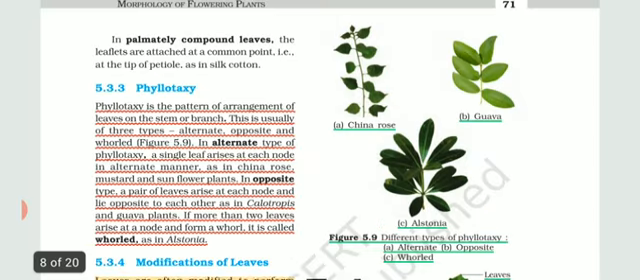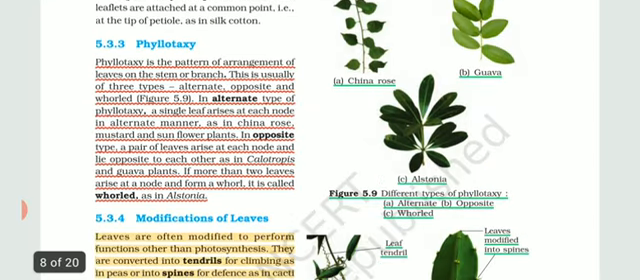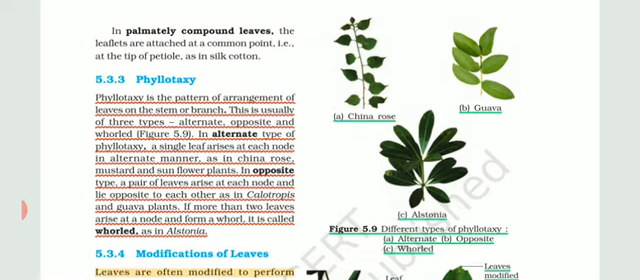So next comes to the phyllotaxy. Phyllotaxy means how leaves are arranged on the stem or the branch of a tree, right? In previous case we have talked about types of leaves. Now we are talking about arrangement of leaves, how they are arranged.